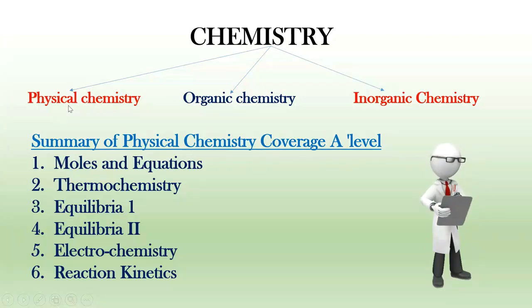So in this session, we shall be looking at physical chemistry, and here is the summary of what we are supposed to cover in physical chemistry at A level, advanced level. Number one, the first topic, that is moles and equations. We have thermochemistry, we have equilibria 1, we have equilibria 2, we have electrochemistry, and reaction kinetics. So these are the topics which are under physical chemistry.